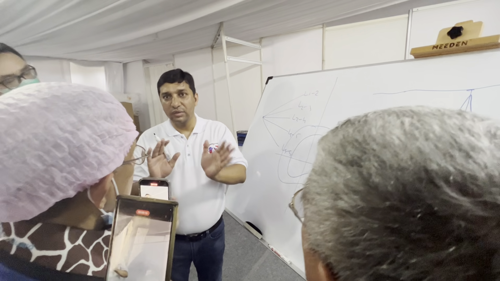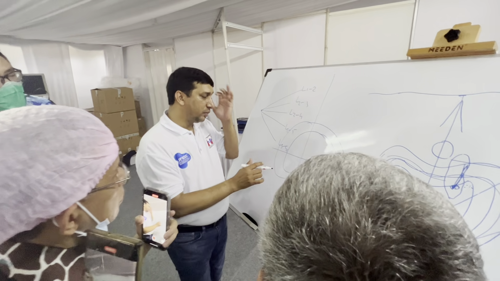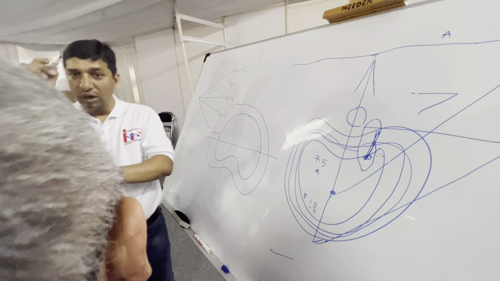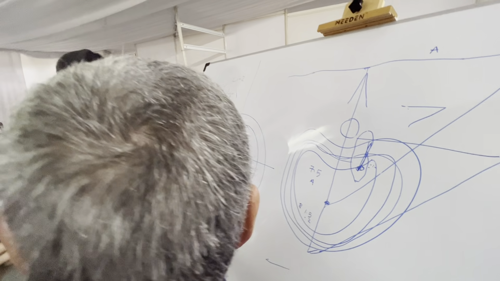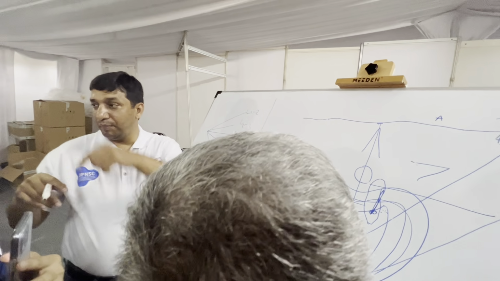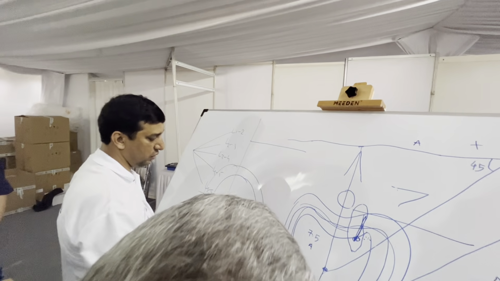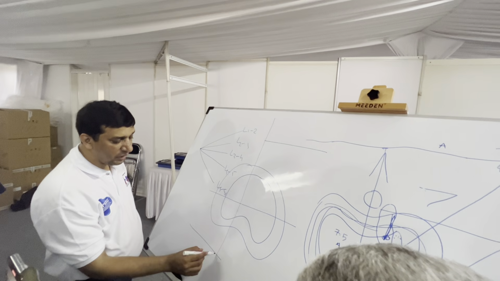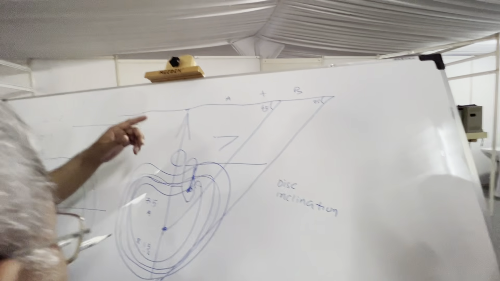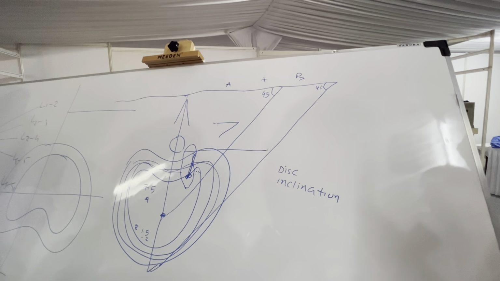There may be changes, but in the majority of patients you have to see this. So you have this line. Now you draw a disc inclination line, and on the disc inclination line, whatever distance A plus B you get from the patient's marking, you take the same distance. Then your entry point will be on the disc inclination line.